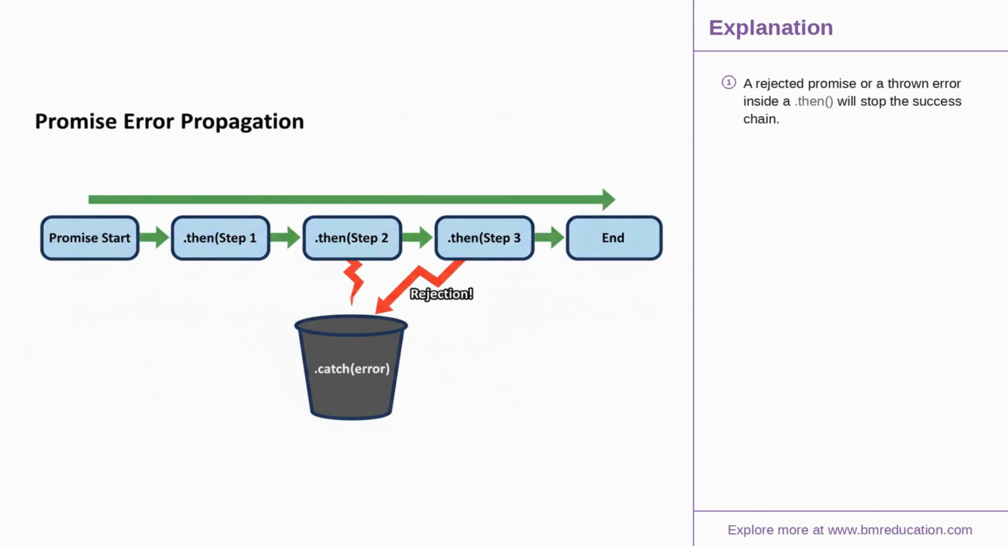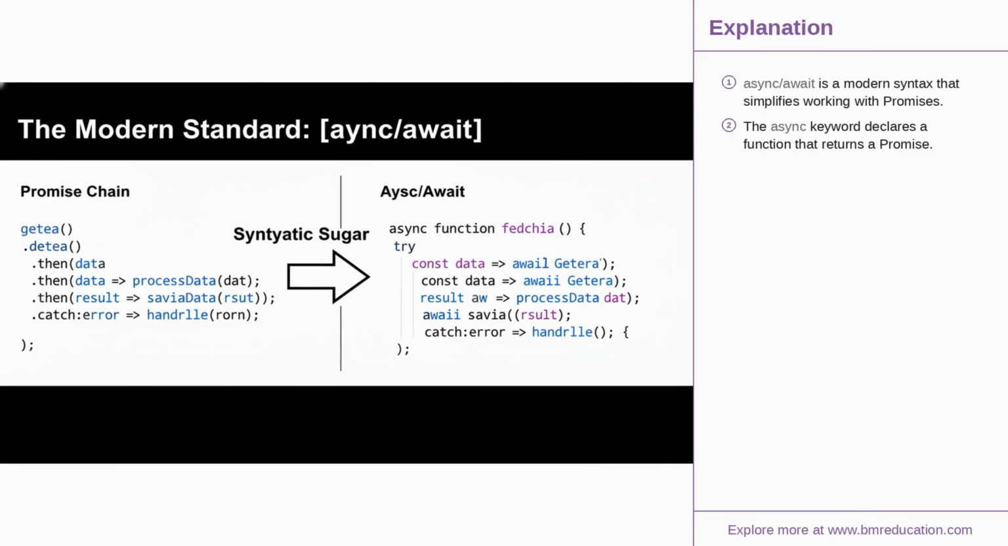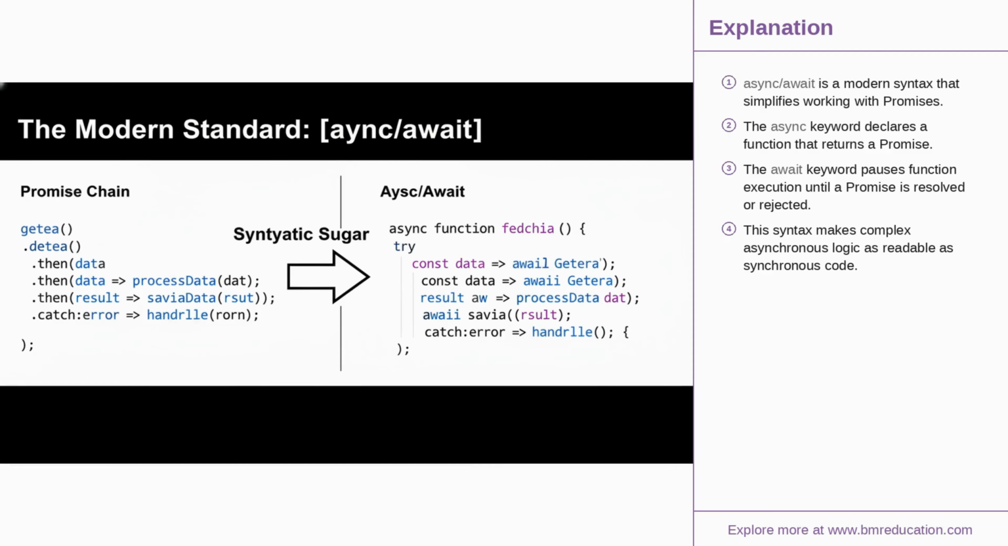The real magic of promises is how errors propagate. If you have a chain of .then blocks and an error occurs in any one of them, the chain is broken. Execution skips all subsequent .then blocks and jumps directly to the nearest .catch handler down the chain. This allows you to have one consolidated error handler for an entire sequence of asynchronous steps, dramatically simplifying your logic. Building upon promises, JavaScript introduced async await.